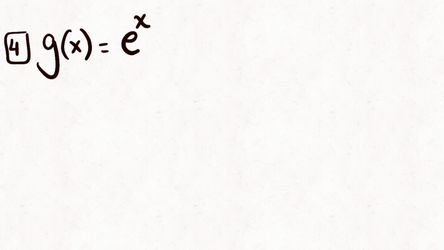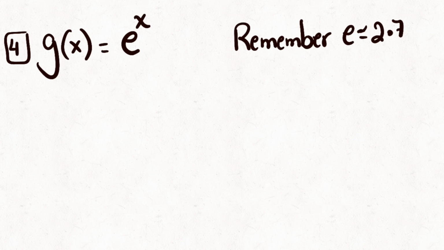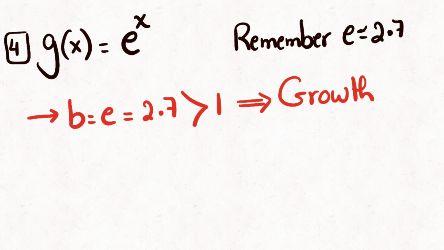Another example, g of x equals e to the x, and I want to remind you that e is almost 2.7, and thus b is e, 2.7, and it's greater than 1. Thus, we will say it is a growth.